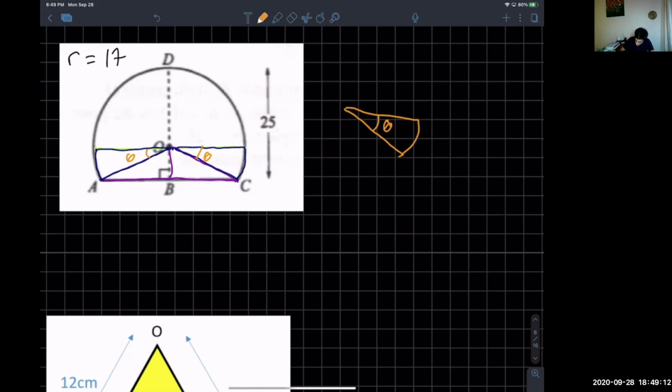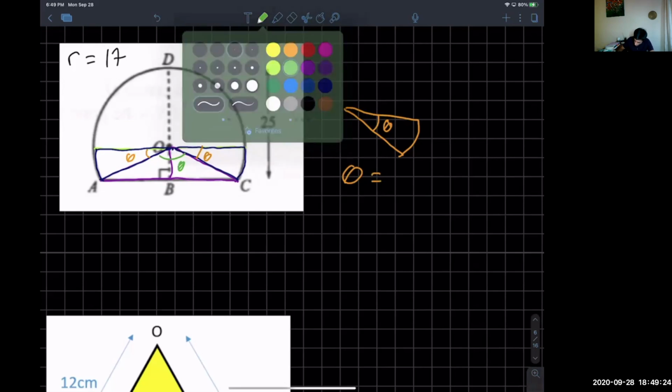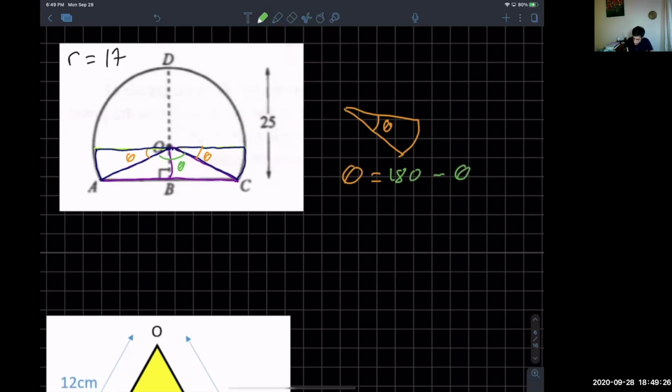Well, maybe what we can do is let's say this is green theta. So orange theta is equal to 180 minus green theta, right? And green theta is equal to 2 times purple theta, right? So this is purple theta, 2 times purple theta.